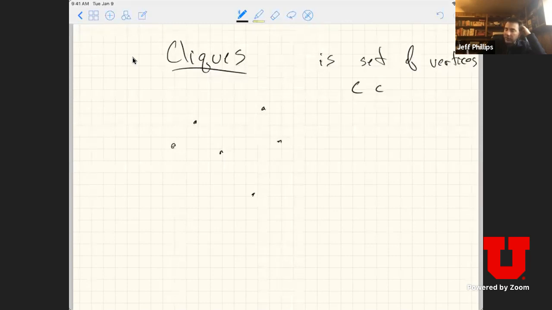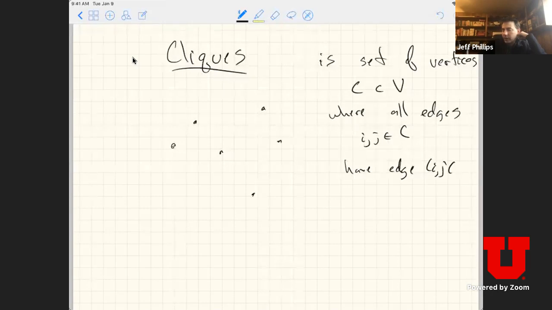Again, so let's say C is a subset of V, where all edges ij in the subset have an edge ij in C, in the set of edges, right?